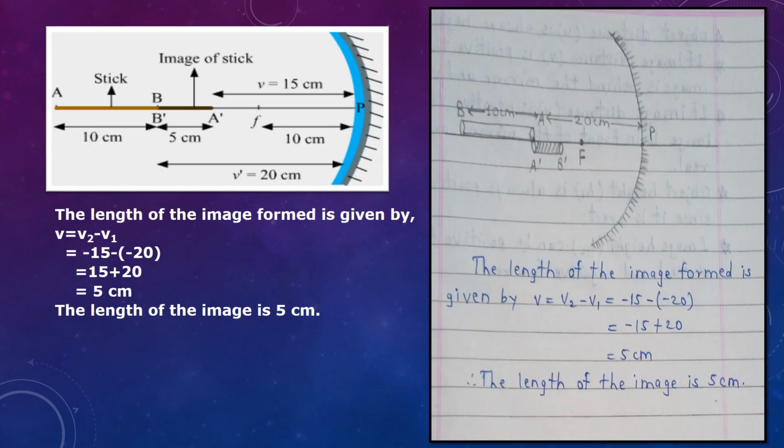Now the length of the image formed is given by v is equal to v2 minus v1. So first v2 is negative 15 minus negative 20. So this negative 20 will become positive. So negative 15 plus 20 will become 5 centimeter. So the length of the image is 5 centimeter.